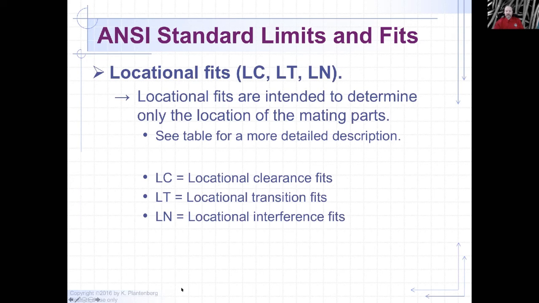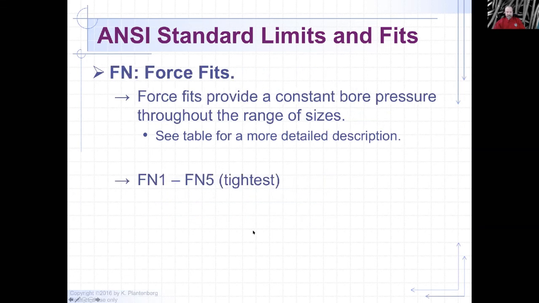Okay, and then they have locational fits, LC, LT, and LN. So LC is locational clearance fits, LT is locational transition, and LN is locational interference fits. They're intended to determine only the location of the mating parts, okay? There are some more examples we're going to do later on.